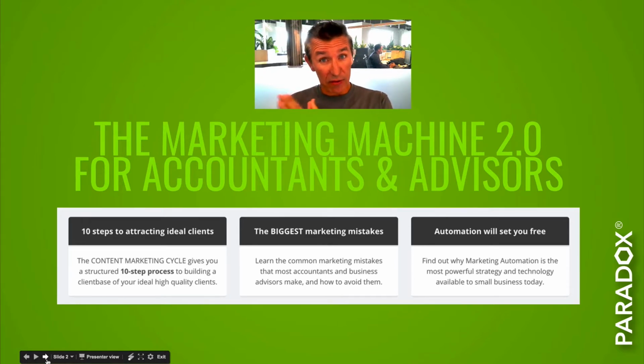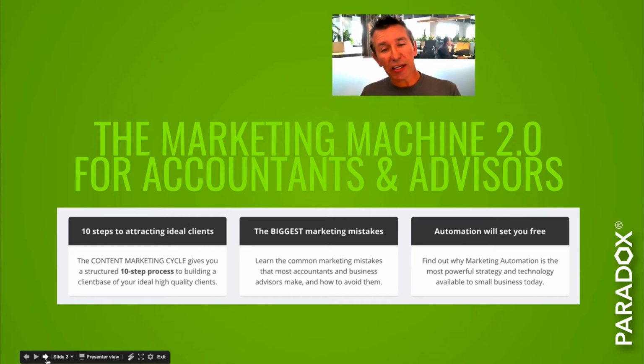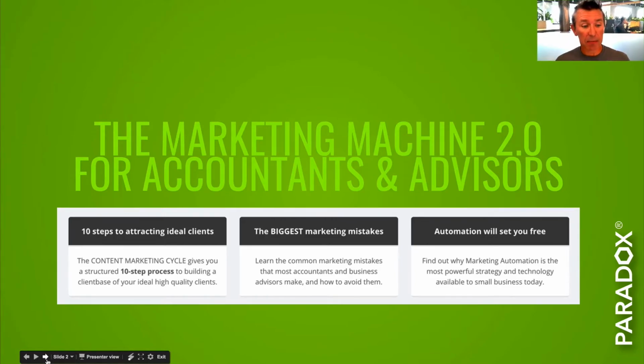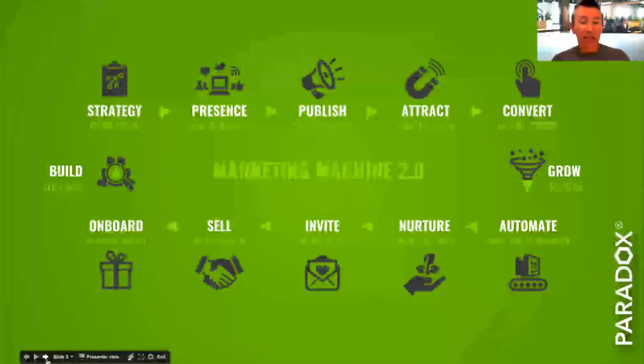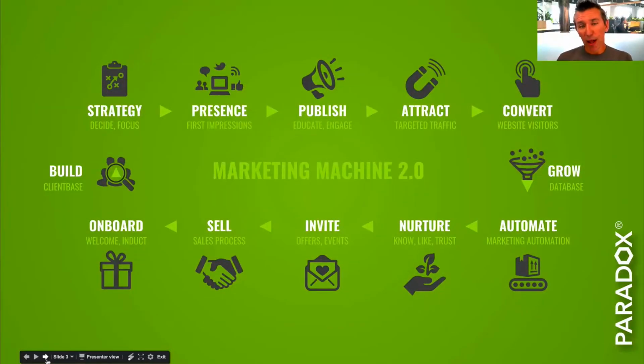So today we're going to cover the back half of the 10 steps to attracting your ideal clients. And in relation to each, we'll share the biggest mistakes that people are making. So here's the Marketing Machine 2.0 model. Why it's called 2.0 is we've evolved it since we began Paradox, which is heading on towards 8 years now.